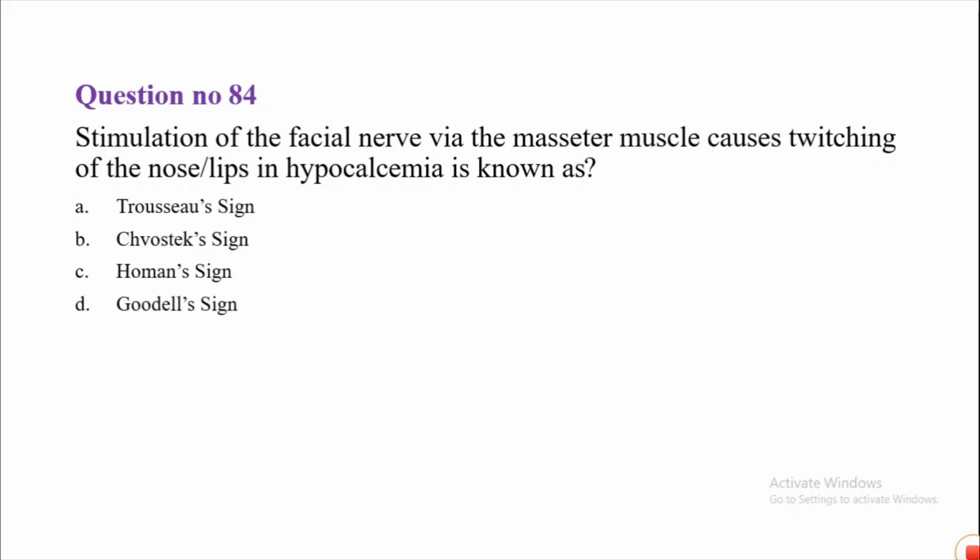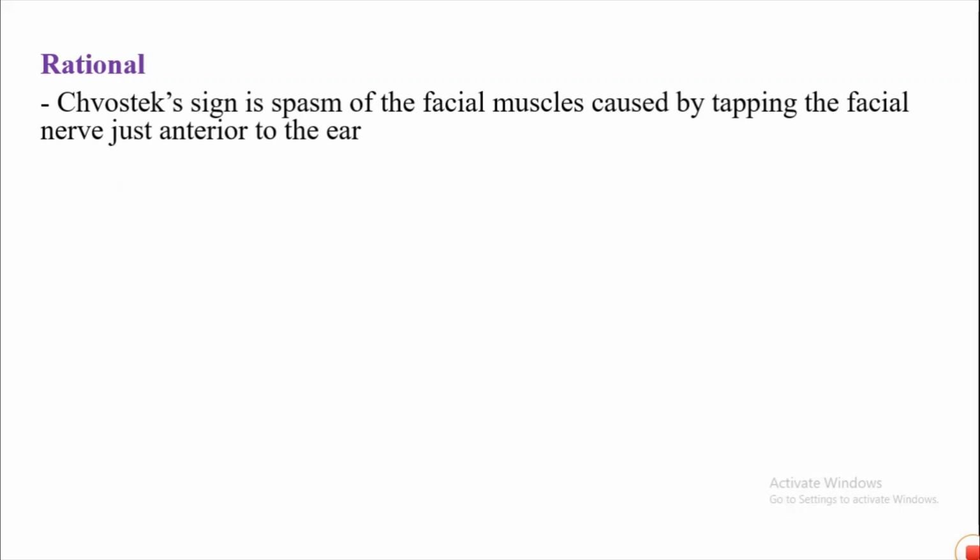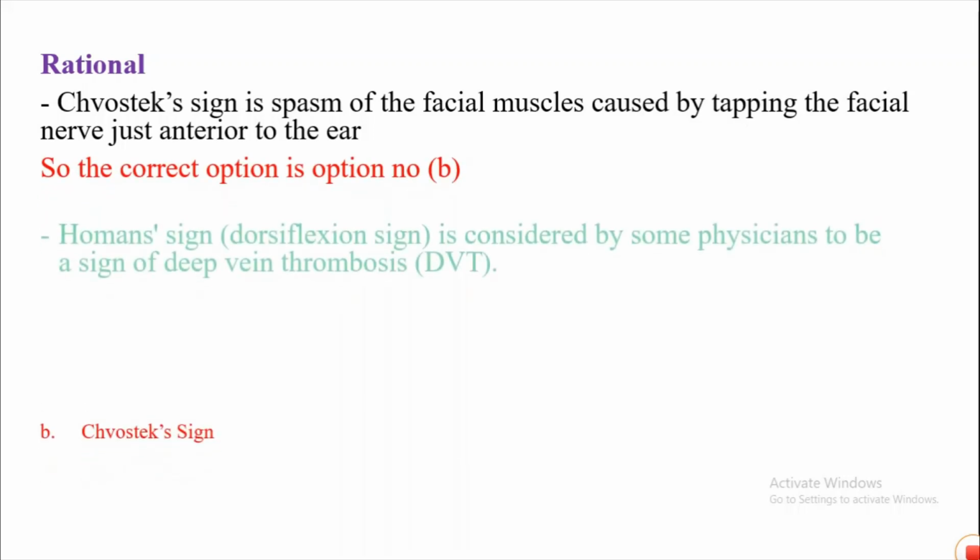Pause the video here and choose the correct option. The correct option is option number B, Chvostek sign. Why did we choose option B? Let's see the rationale. Chvostek sign is a spasm of the facial muscle caused by tapping the facial nerve just anterior to the ear. So the correct option is option number B, Chvostek sign.